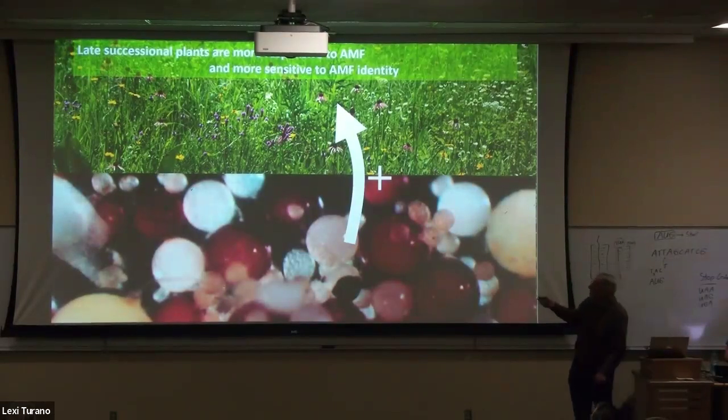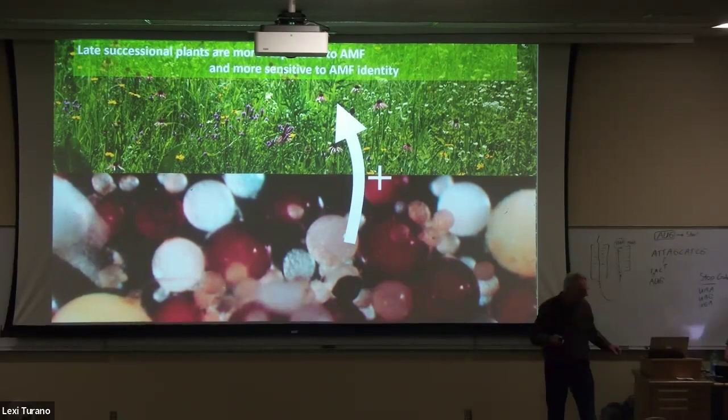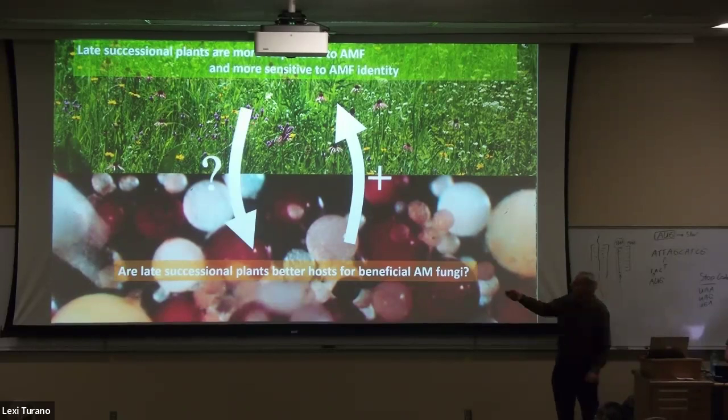So all of this is built on just knowing the response of late successional plants compared to early successional plants to mycorrhizal fungi. So this part of this relationship. But the successional dynamic in the influence of mycorrhizal fungi on the plant community is going to also depend on this part of this relationship. How do these fungi respond to late successional plants compared to early successional plants?